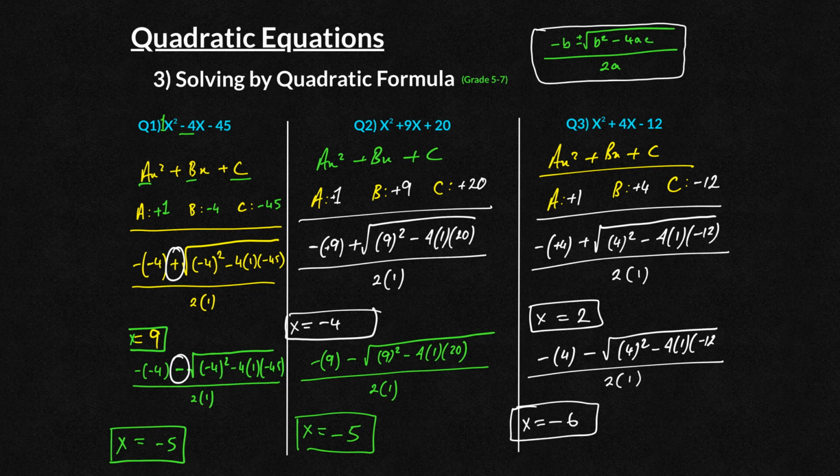So this quadratic we couldn't factorise, but we can still solve. So we've got a solution of x equals 2 and x equals -6. And again, the solutions are where it crosses the x-axis. And there are times when there are no solutions. But let's just stick with this for now.